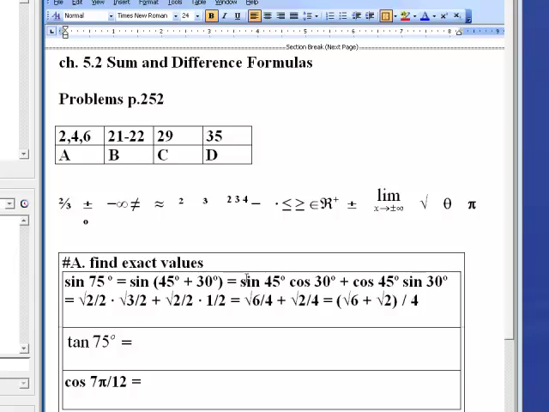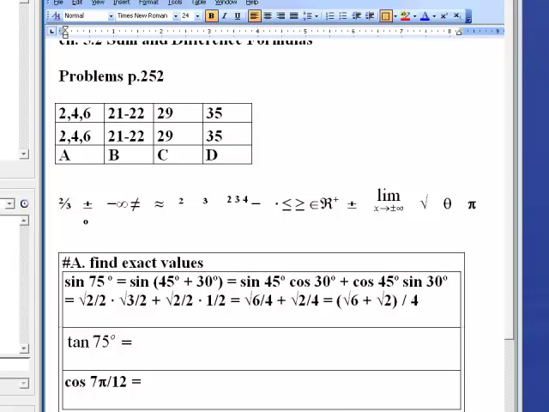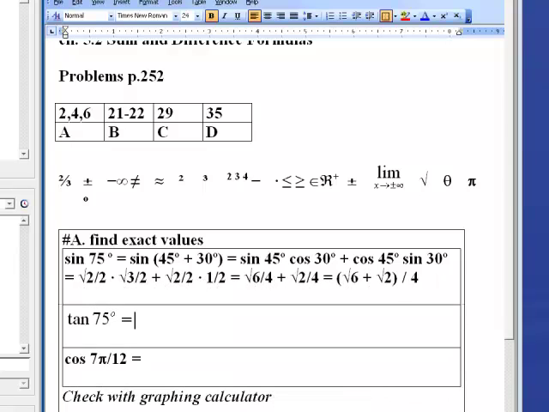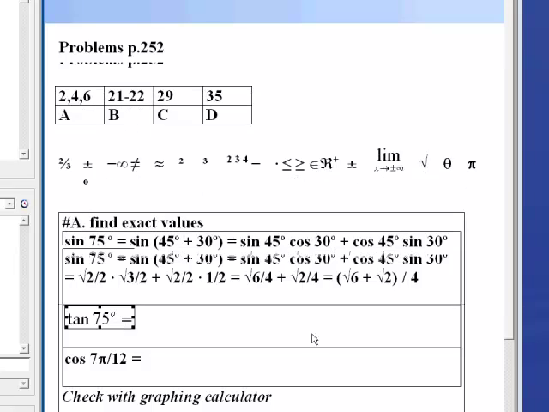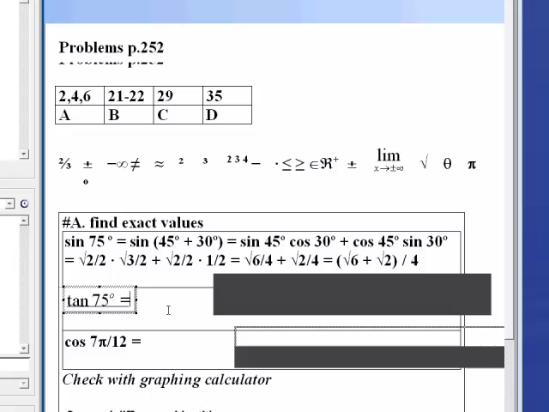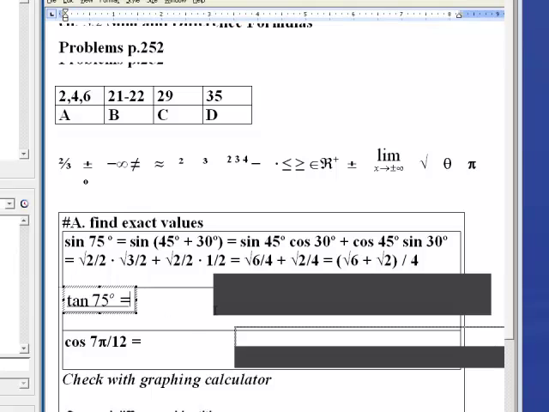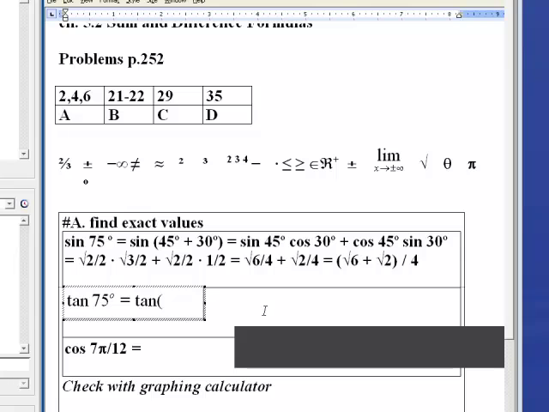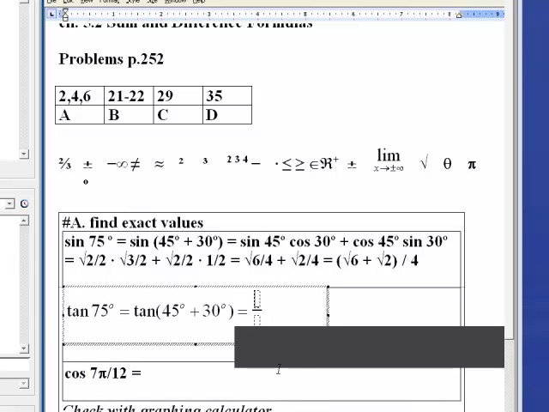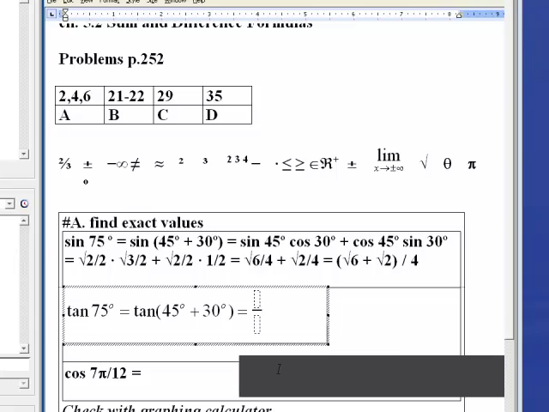Okay, tangent of 75 degrees, because that will entail this complicated fraction down here, I use the equation editor. Tangent of 75 degrees is the same as tangent of 45 degrees plus 30 degrees, of course. Okay, equals. Now comes this interesting fraction.